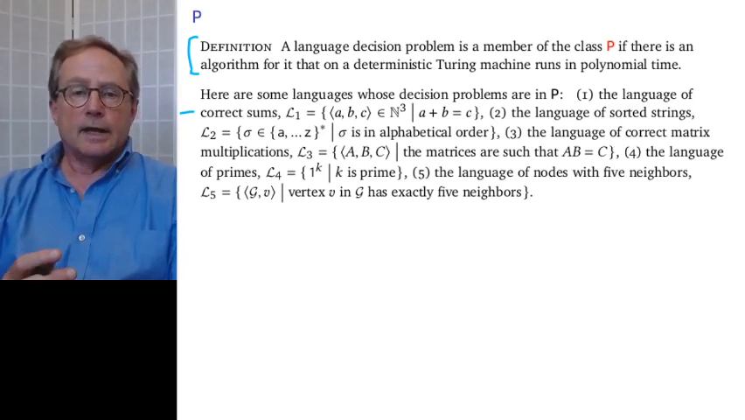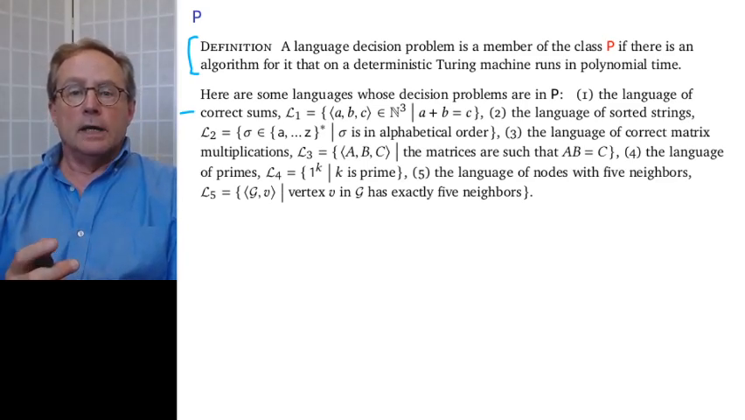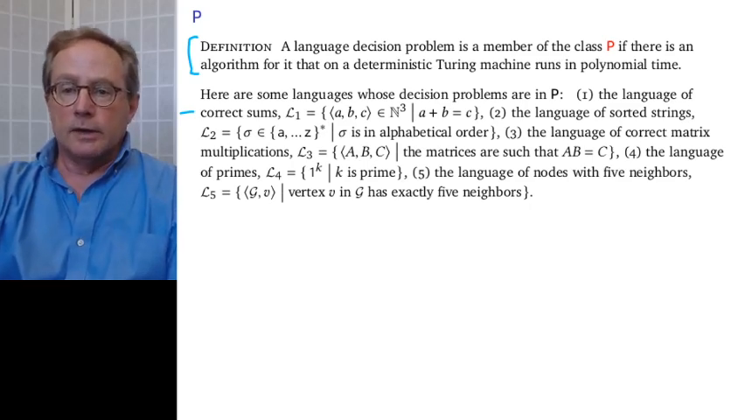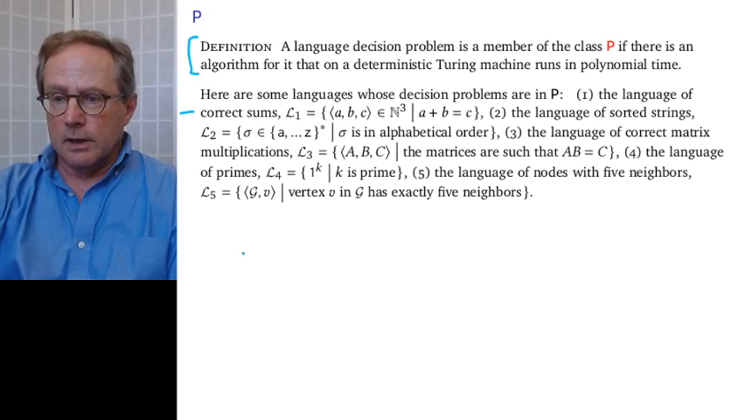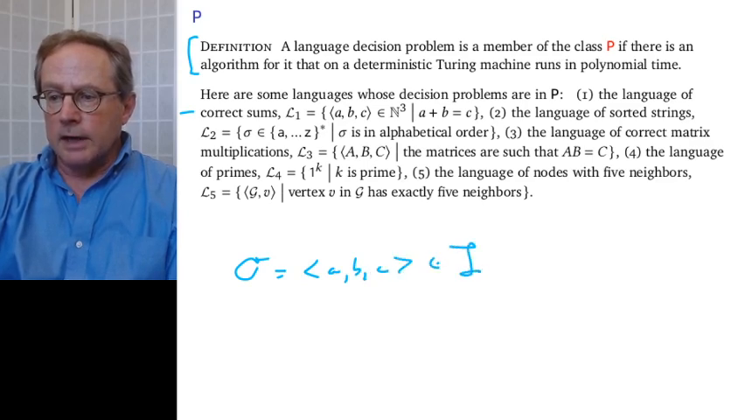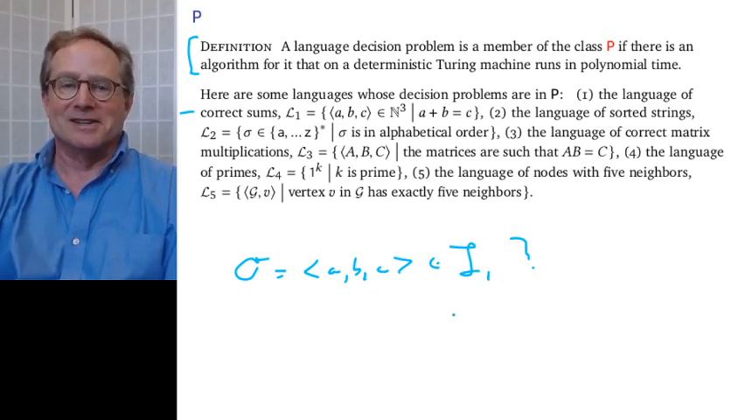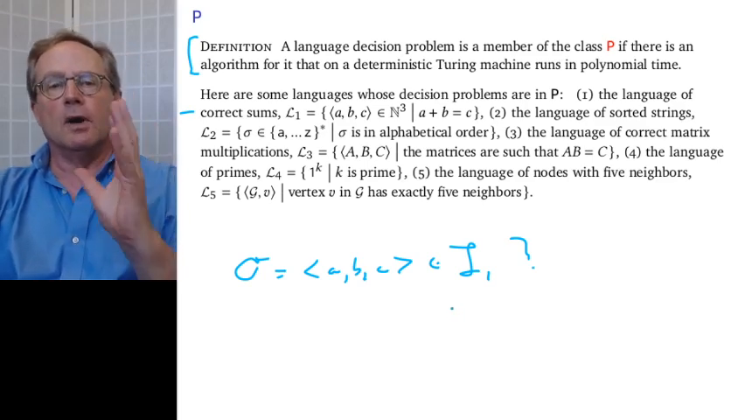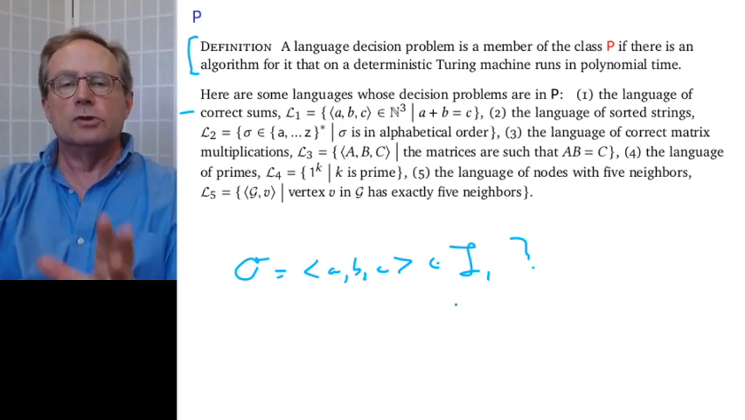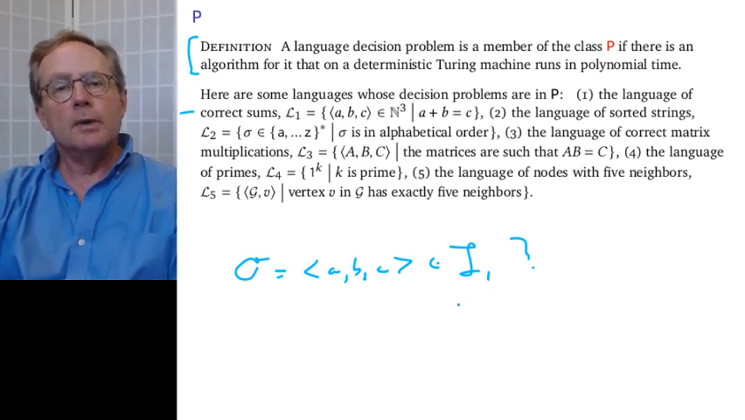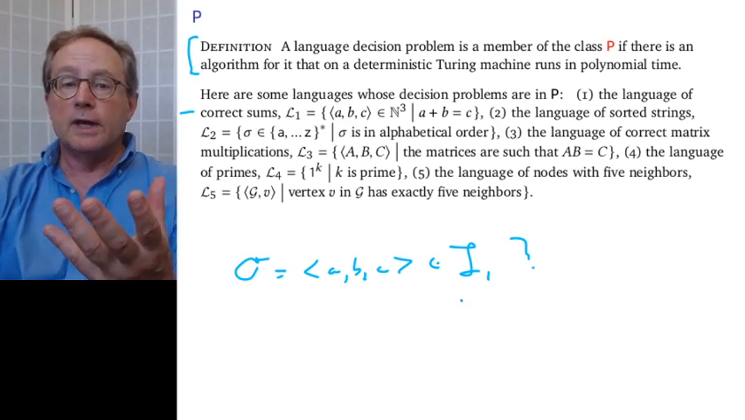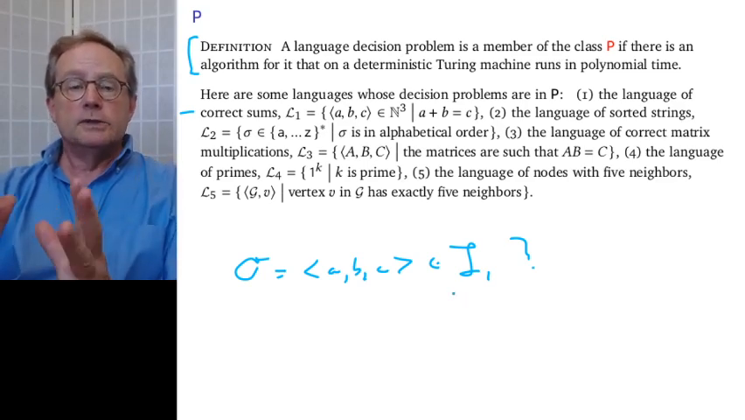Can you answer the question, is sigma, equal to A, B, C, an element of L1, in polytime? Of course you can answer that in polytime. You can check whether A plus B makes C in polytime, no matter if A is 23 digits long and B is 49 digits long. You can still check in time polynomial in the length of the input. Now, of course, if A is 23 digits long, then you're getting a large input, but still, you can check that in polytime.